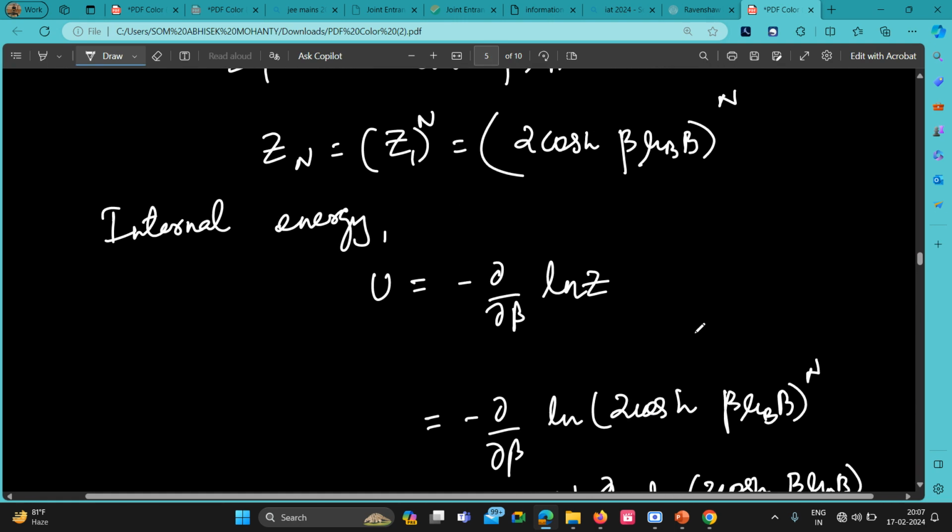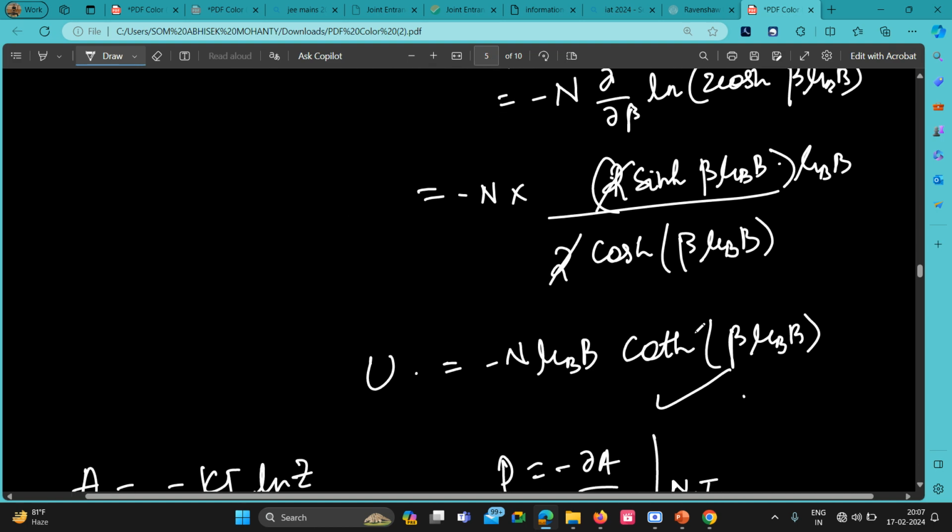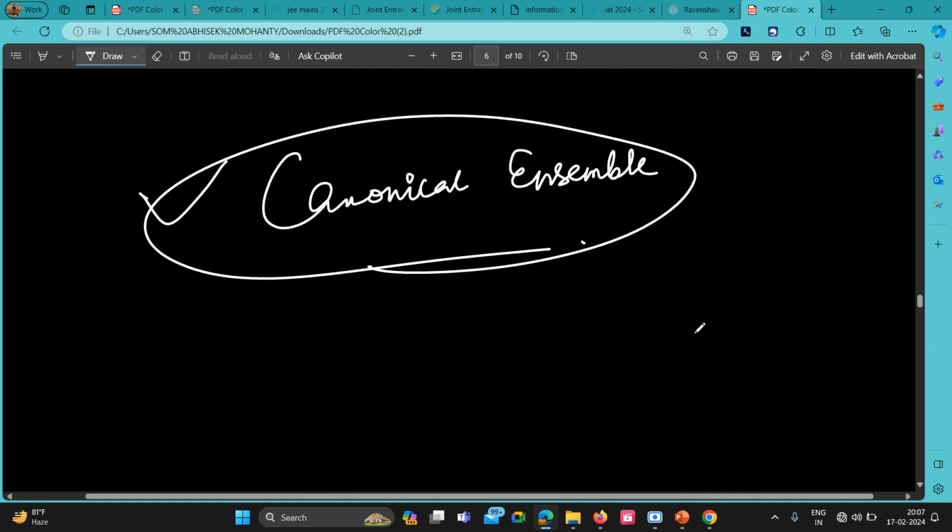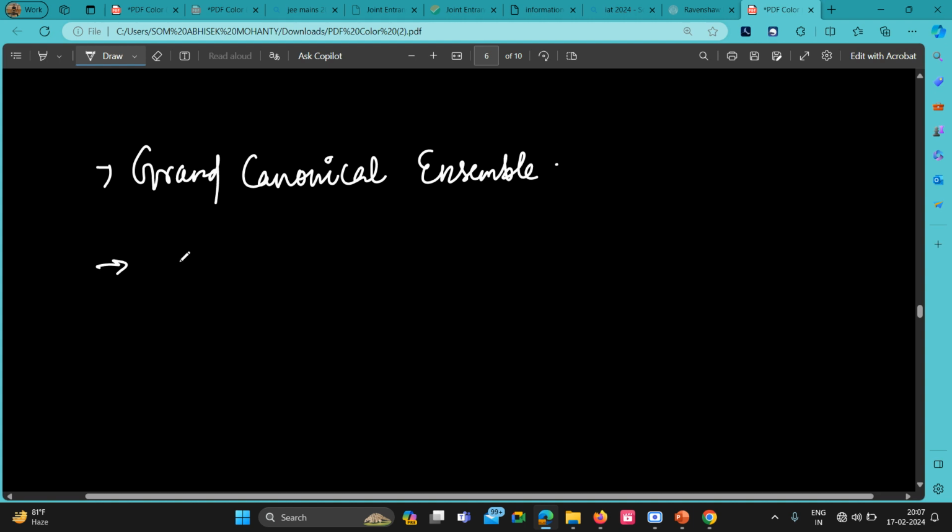Next session will be completely for your grand canonical ensemble. I don't want to mix it here. That's why I wanted to take a short session and finish the canonical ensemble. After that, we will study the Ising model, which is most important for CSIR NET and GATE also. I think the Ising model is very important, very interesting and easy. It's not hard. And the final one will be quantum statistics.